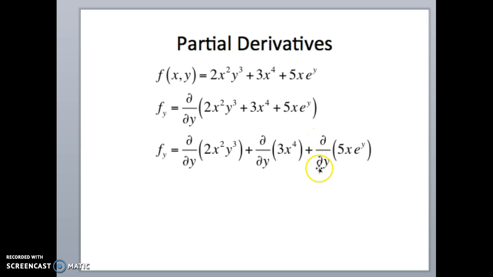The partial with respect to y of 5x e to the y, now e to the y is our variable of interest, so 5x is perceived as a constant. That can come out in front of the partial derivative sign. So we'll have the partial derivative with respect to y of e to the y times that constant 5x.